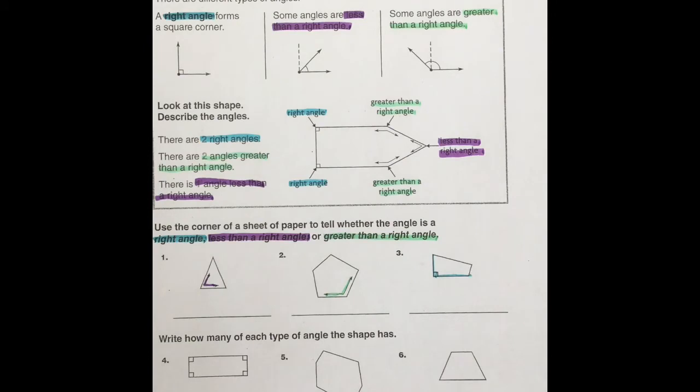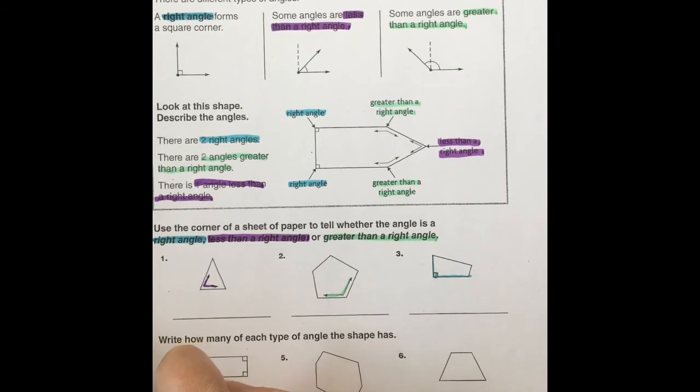Now numbers 4, 5, and 6 are a little different. It's just like this one where we have to describe how many angles we see of what. So in number 4, I see 4 angles, correct? Now all 4 of them have those squares in them. If all 4 of them have the squares in them, is that a right, less than a right, or greater than a right? And if I remember, if it has that perfect square in it, that means they're right angles. So I have 4 right angles.